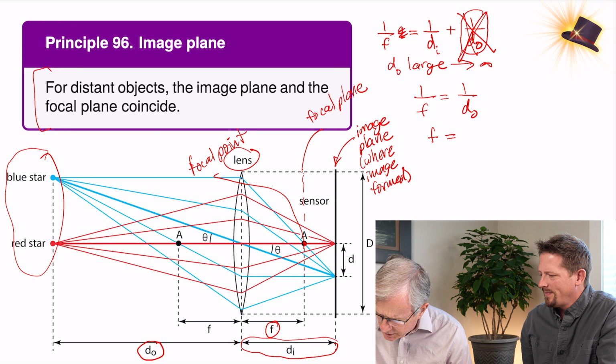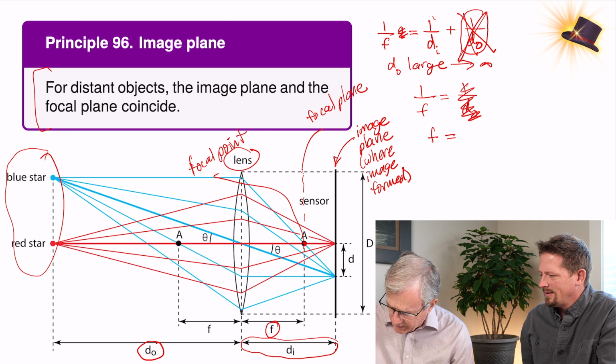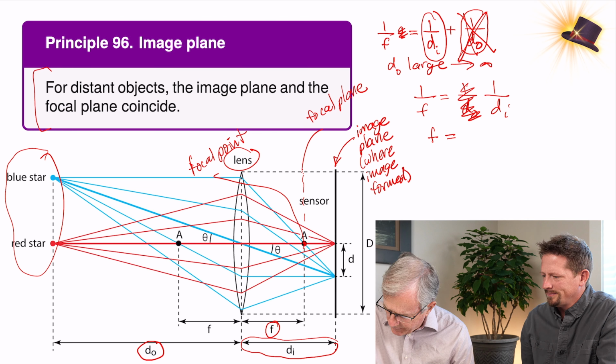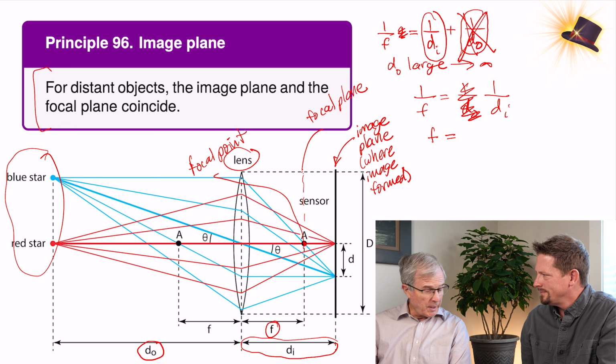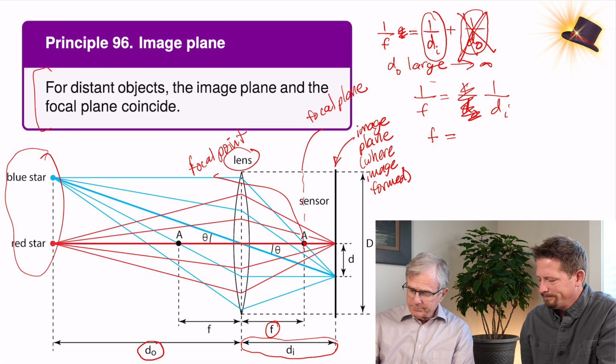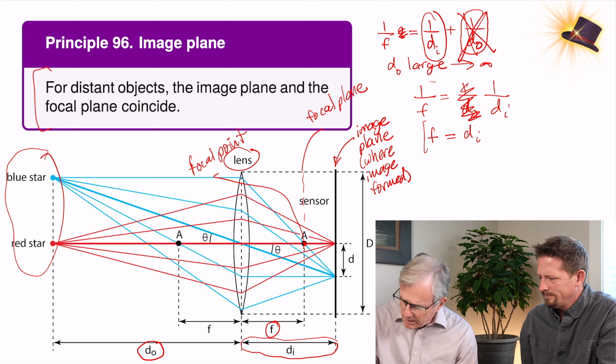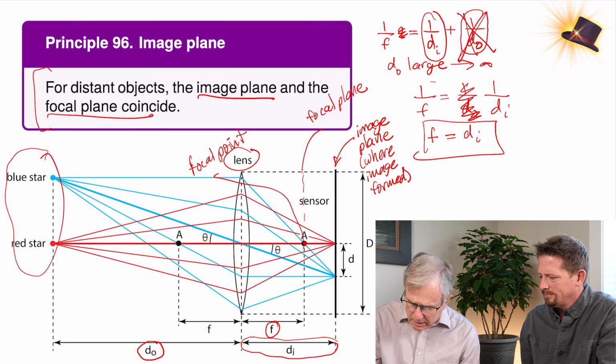D naught is large, so this term gets ignored. So we're left with this term, 1 over di. And then cross multiply. You get 1 times f is f, and 1 times di is di. So this shows that the image plane and the focal plane coincide.